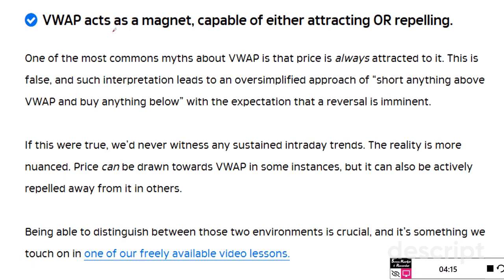VWAP acts as a magnet capable of either attracting or repelling. One of the most common myths about VWAP is that price is always attracted to it. It's wrong. This is the biggest myth of this indicator. It is false, as such interpretation leads to an oversimplified approach of shorting anytime above VWAP. Many times when there's a price retracement, it comes and touches the VWAP, but that is not a rule.